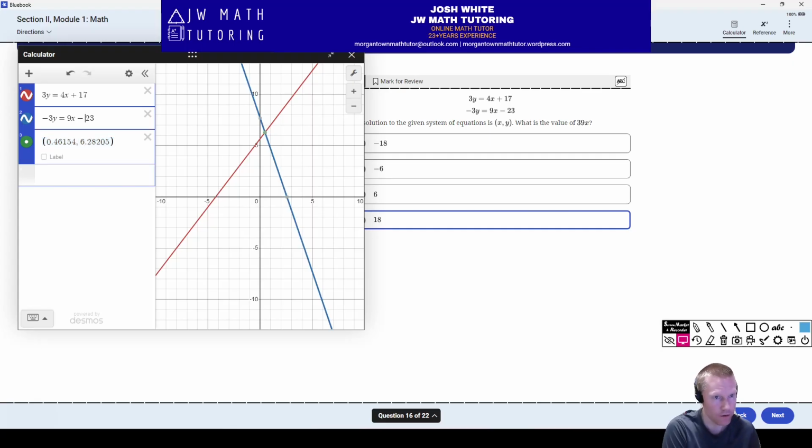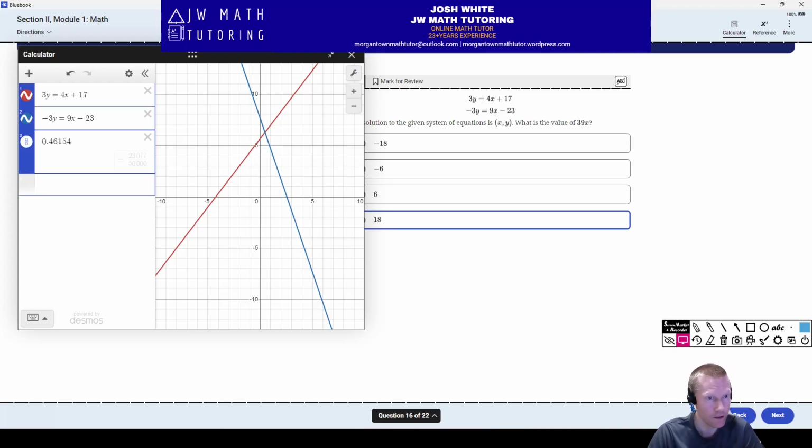And even if you export the point here, let me just try to delete. There we go. So we have this value. See, it's not giving us the 6 over 13 that we're looking for. So if you try to multiply this by 39, it's like 18.0006. So most likely you would be able to determine that the answer has to be 18.